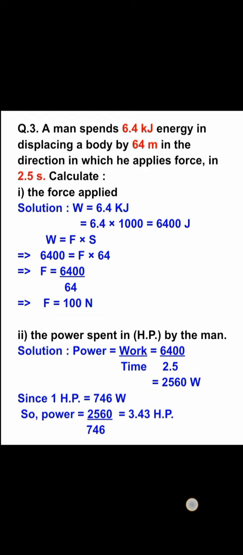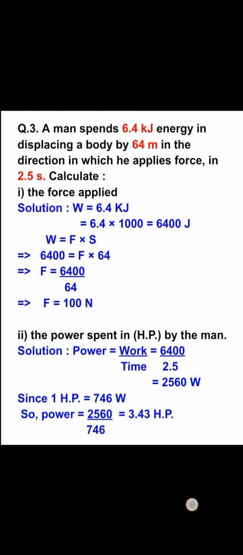We know the formula of W equals F into S. W's value we will put 6400. F we have to find and S given 64. So simple linear equation if we solve, this implies F equals 6400 by 64. So this implies F equals 100 Newton.